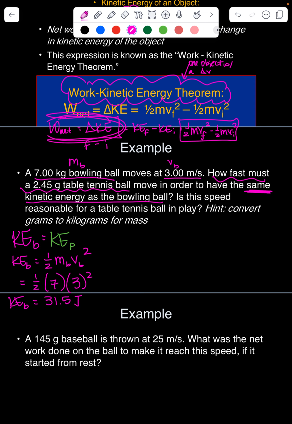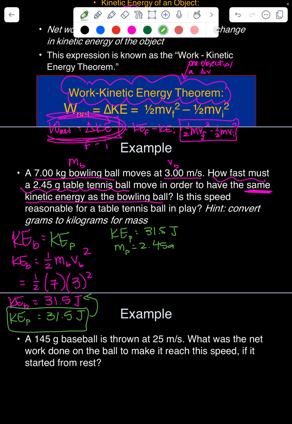All right, well, that means that this ping pong ball, we want to know how fast this ping pong ball must be going in order for it to have the same kinetic energy as the bowling ball. So we know the ping pong ball's kinetic energy is also 31.5. We also know the mass of the table tennis ball, of the ping pong ball, but I want you to look. Hang on, let me write this. I can't talk and write at the same time. Most of the time. So we do know the mass of the ping pong ball. We were given it as 2.45 grams.